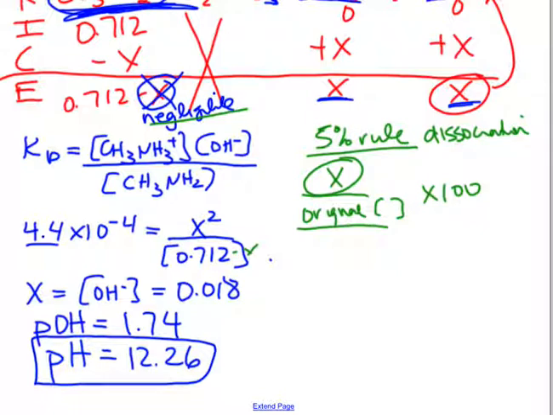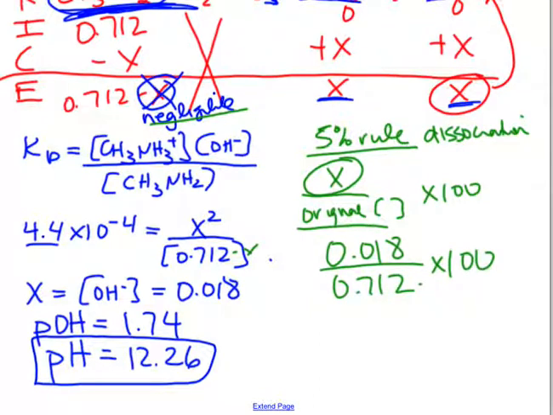Okay? So we had an X of 0.018 divided by an original concentration of 0.712, part over whole, times 100. That's going to give me a percent of 2.5%. This is less than 5, so bam, we are mathematically justified in dropping that X, and we don't have to go back.